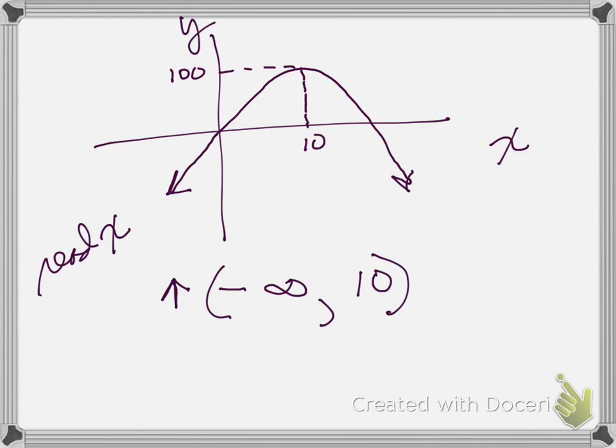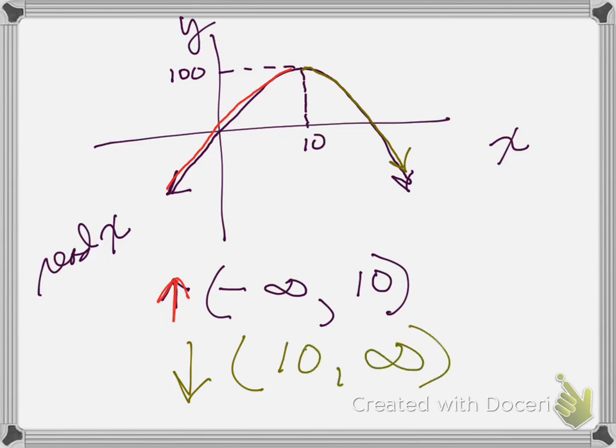Then my function, so what we'll do is, let's do this in one color for increasing. So here we are increasing, all right? So this is increasing, and then once we increase, whatever goes up must come down. We are decreasing here, but we're decreasing starting a little bit past 10 all the way to positive infinity.